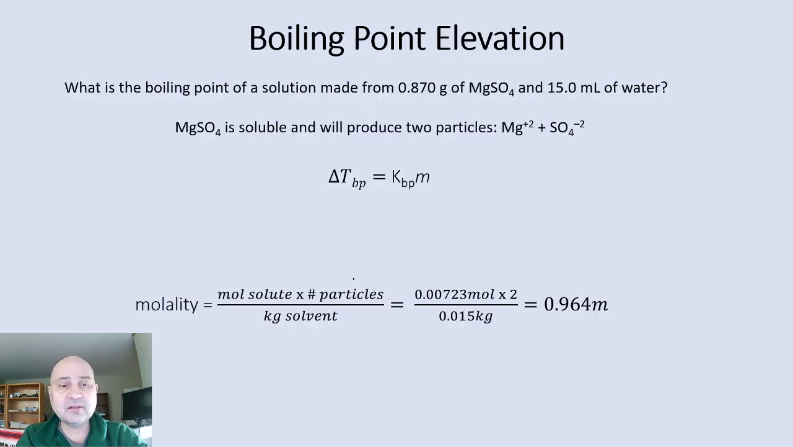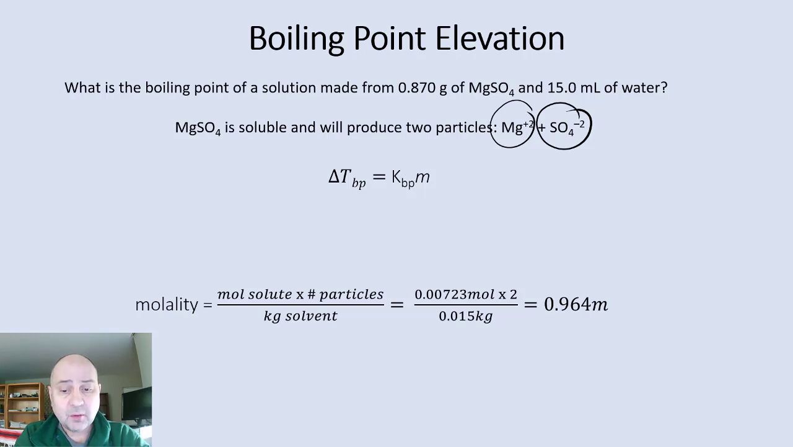Okay, so let's take a look at some examples here, right? What is the boiling point of a solution made from 0.87 grams of magnesium sulfate and 15 milliliters of water? Magnesium sulfate is soluble and will produce 2 particles, magnesium and sulfate, right? That's something that I will not tell you. That's something that you need to know. This is a soluble ionic compound consisting of magnesium and sulfate ions. That will tell you the Van't Hoff factor. Now we need the molality.